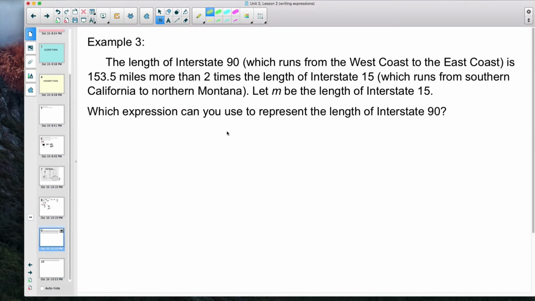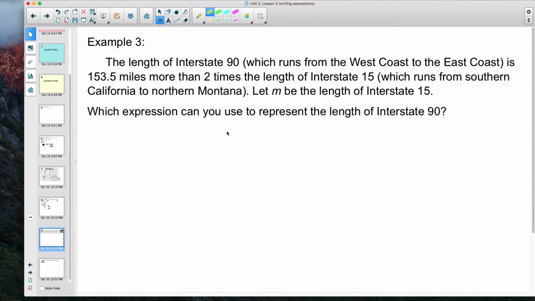So we've got the length of Interstate 90, which runs all the way from the west coast to the east coast, is 153.5 miles more than 2 times the length of Interstate 15, which runs from Southern California to northern Montana. If we let m be the length of Interstate 15, can we write an expression to use to represent the length of Interstate 90? So let's break this down because this sounds horribly confusing at first glance.